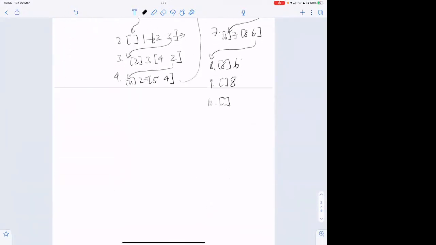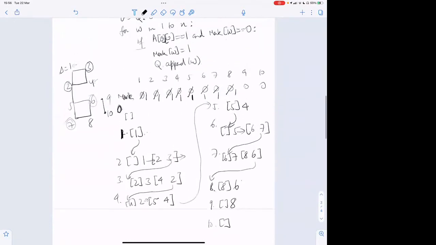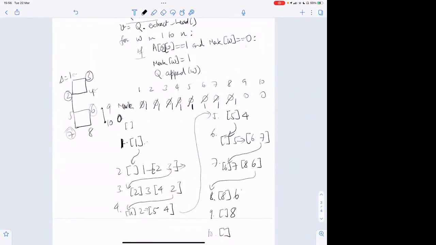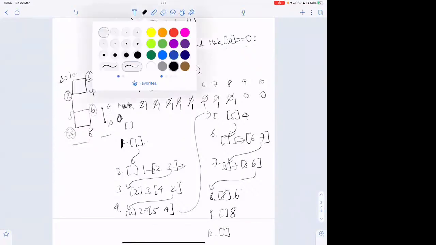Okay, so now you might ask, how do we find all the connected components? What are connected components? Connected components are equivalence classes of vertices which are reachable from each other, correct? Which are connected to each other. So they form equivalence classes, and here 1, 2, 3, 4, 5, 6, 7, 8 are in one equivalence class, 9 and 10 are in another equivalence class, correct? So you have found the first equivalence class. How do you find the second one?